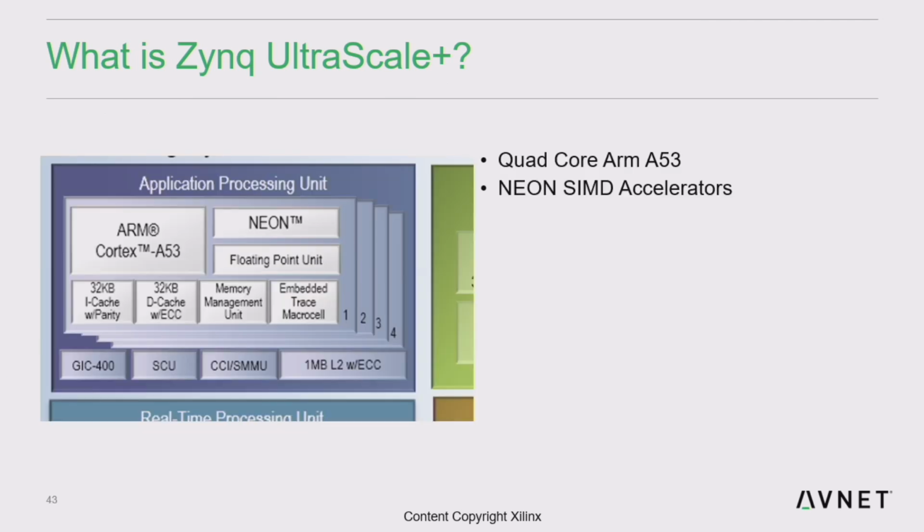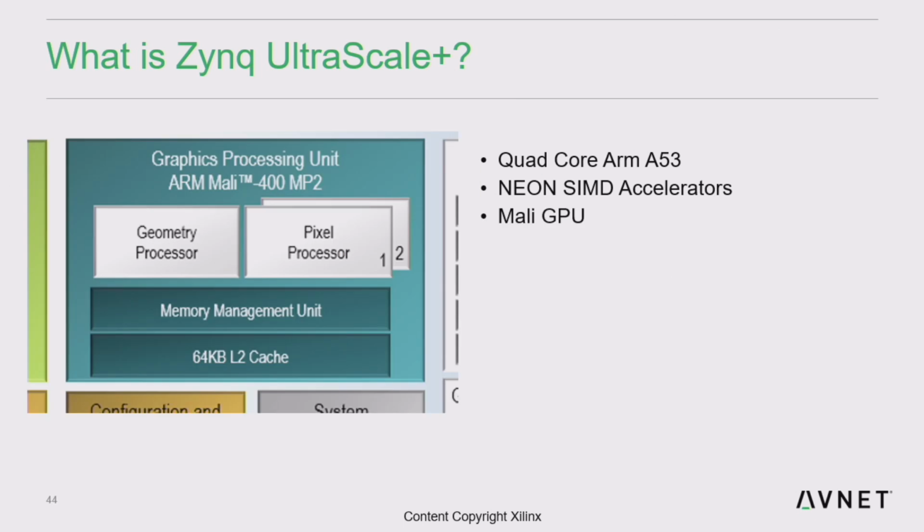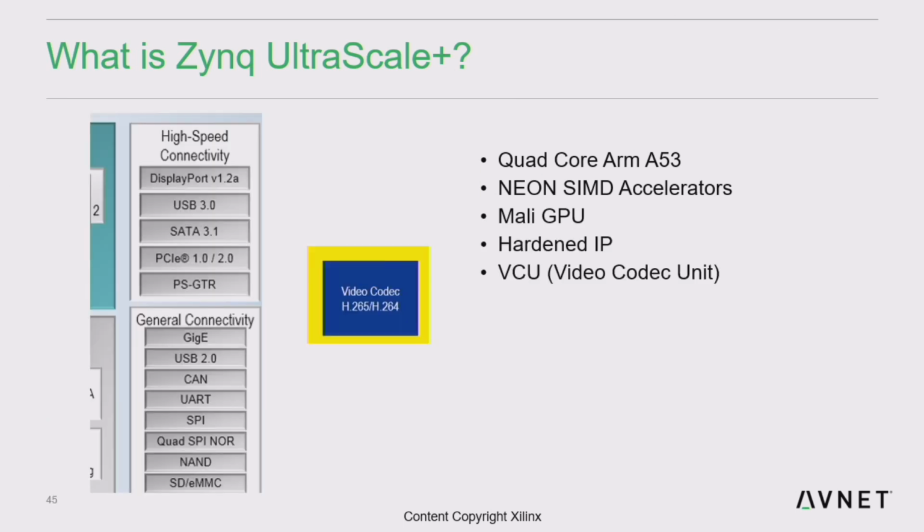I'm not going to go through this too much in detail, but just to give you a flavor, it is just a processor, right? You're all familiar with ARM. It's just 4 cores of ARM with NEON acceleration. You've got the GPU in there. You've got a video codec that's down in the PL that you can access, and all this hardened IP. So all that's built into these Zynq chips.